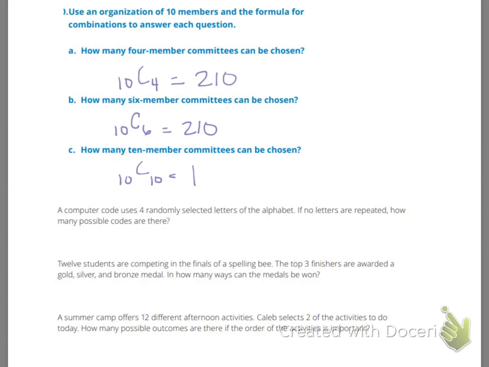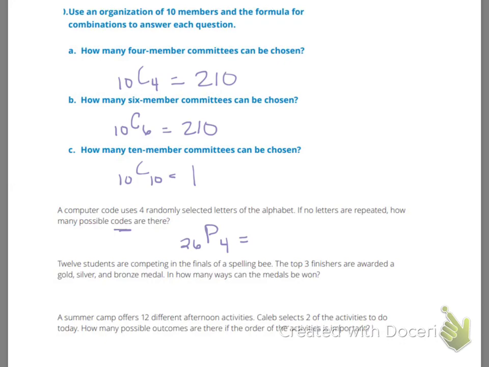Okay, so a computer code uses 4 randomly selected letters of the alphabet. If no letters are repeated, how many possible codes are there? Okay, so I'm coding. So because I'm coding, it's going to be a permutation. All right, so total amount, we've got 26 letters in the alphabet we can choose from. I'm coding, so it needs to be a permutation, and I'm picking 4 of them. So what I'm going to do is you can type it in your calculator. I'm going to just go ahead and go through permutations, combinations and what they are.